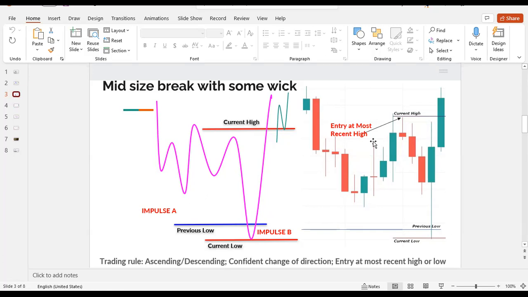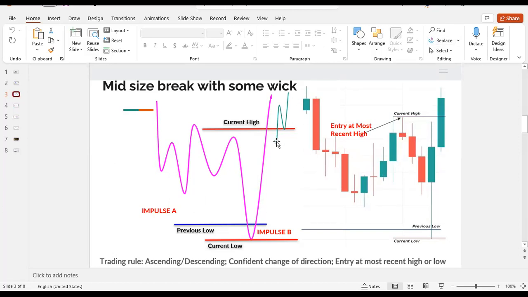So the market came and turned. So the descending pattern is confirmed here, which is this. That is condition number one for us to enter a trade. The second condition is a confident change in direction. In this case, a mid-size break with some wick. Then in that case, we are looking to buy because now the market has turned and now it's going up.